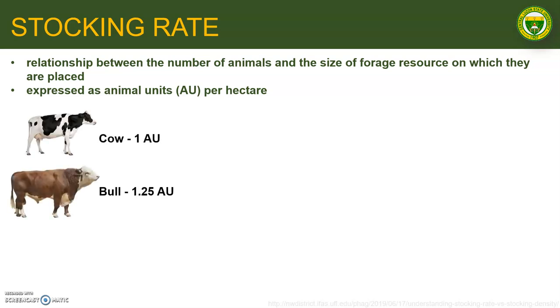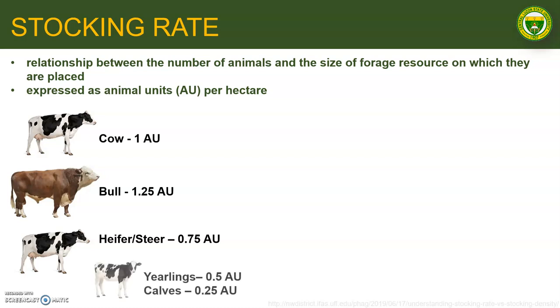A bull has a corresponding 1.25 animal unit. Heifer or steers have a 0.75 animal unit. A yearling, or an animal between 1 to 2 years of age, regardless of sex, is 0.5 animal unit, and calves have 0.25 animal unit.